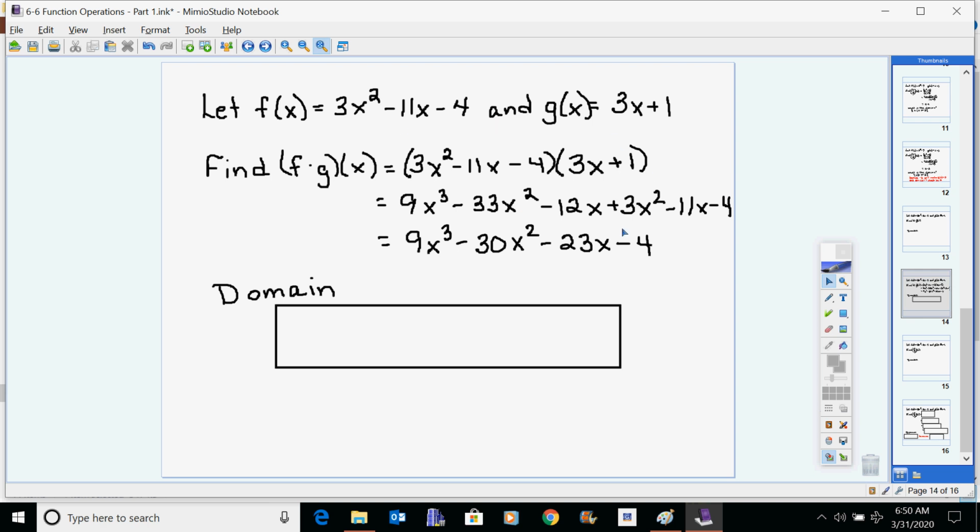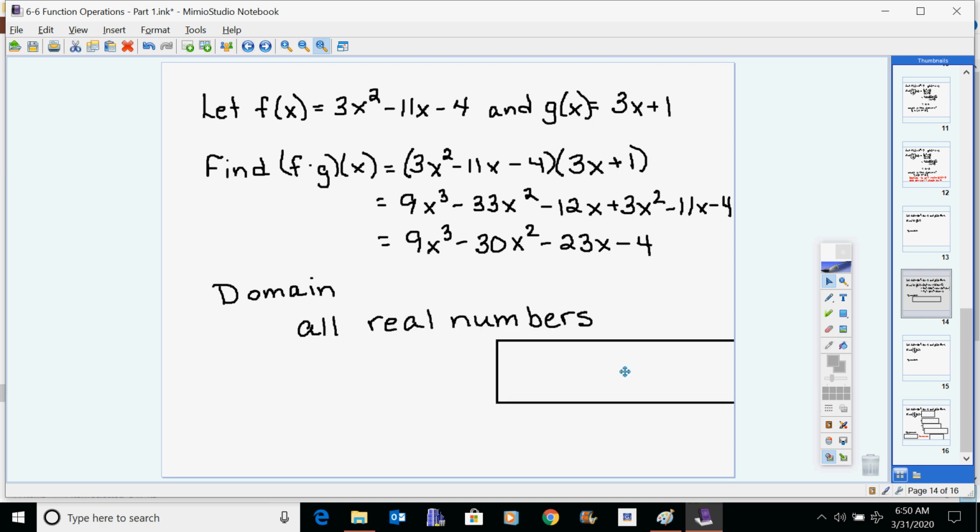There's no restrictions on either one of them. X can be anything. So our answer is all real numbers, or you can write that big fat R if you want to. Although since we're doing this online, I would caution against that, because there's no way to type in that big fat R for an answer. So actually write out the words all real numbers, because the capital R is reserved for something else, and we just want to make sure that we're being consistent on that. It's that double line thing that makes it special.